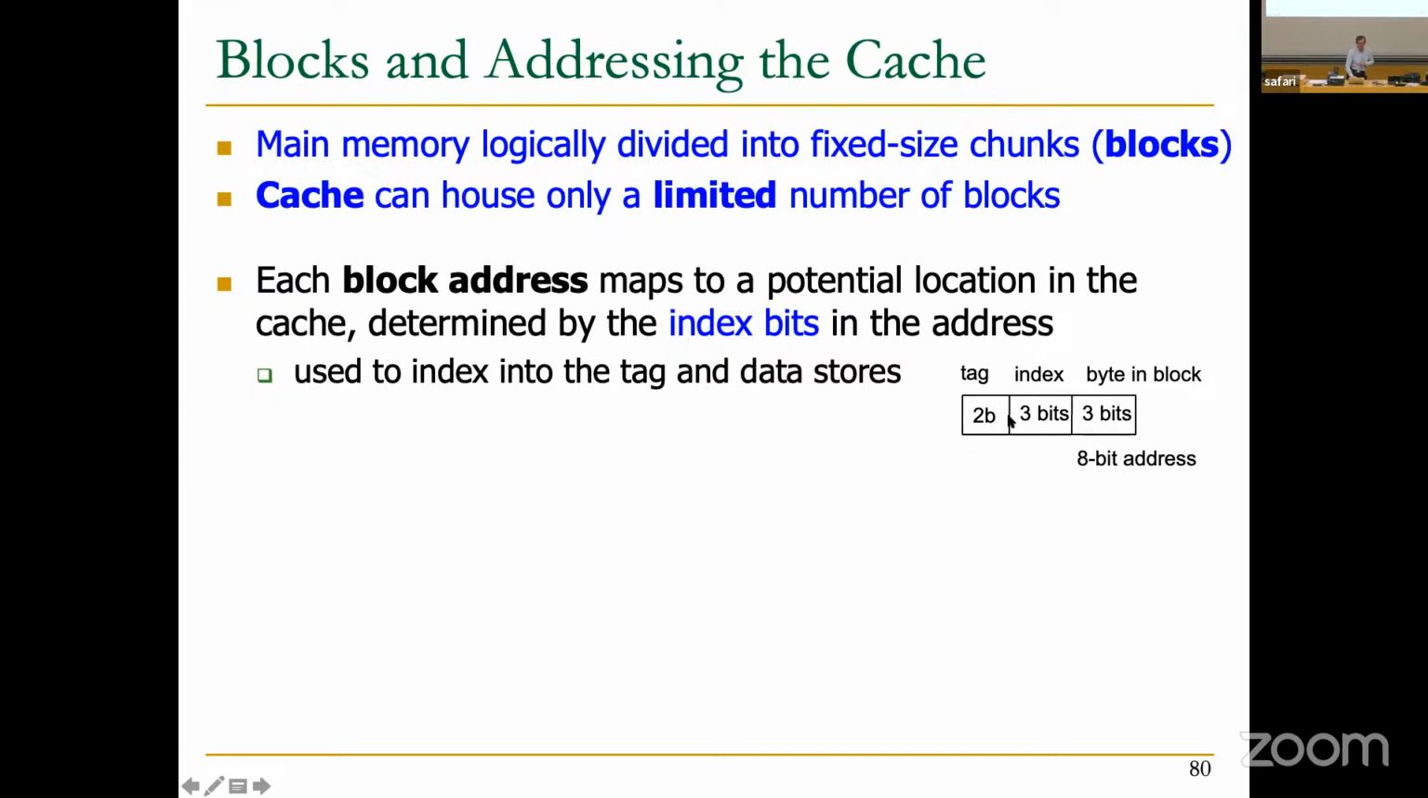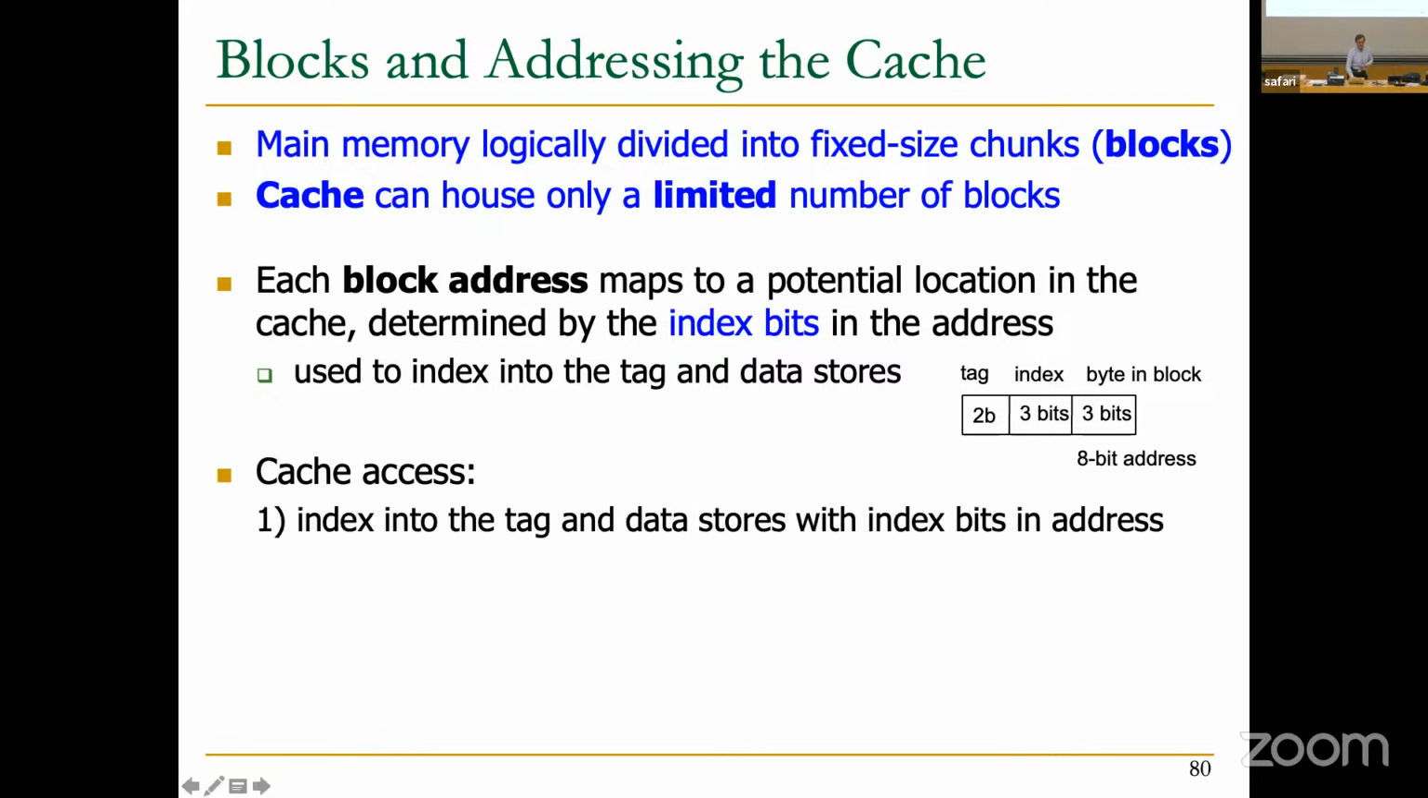And then the tag bits are used to compare what's stored in the tag store to these bits so that you can determine whether this address exists. So I'm going to show you an example. On a cache access, you first index into the tag and data stores with index bits in the address. So you get essentially a tag value over there.